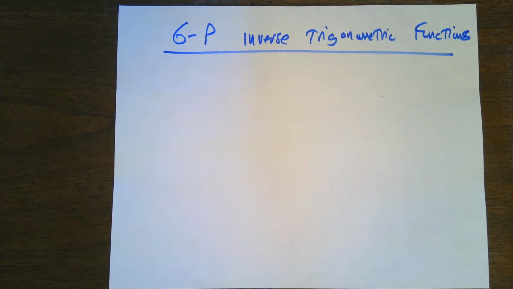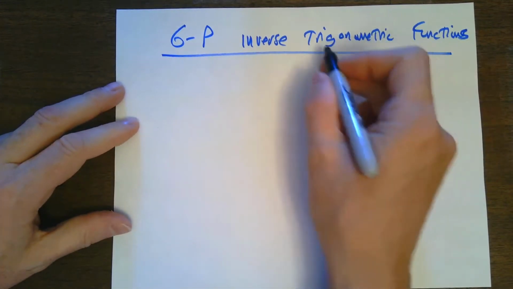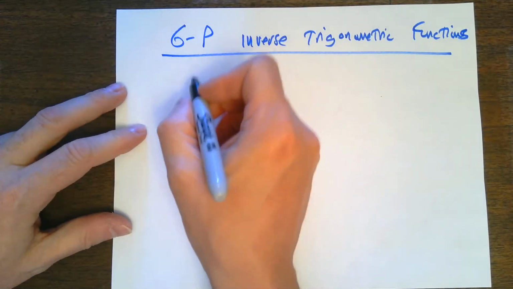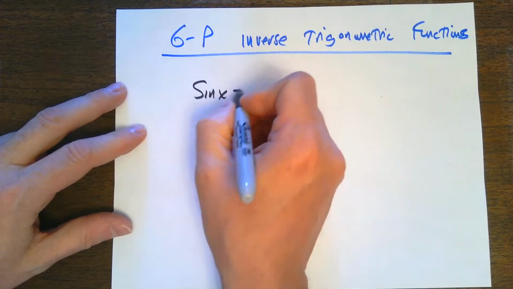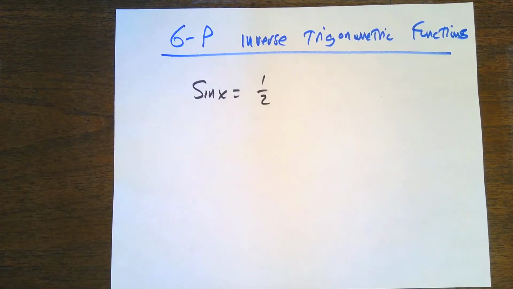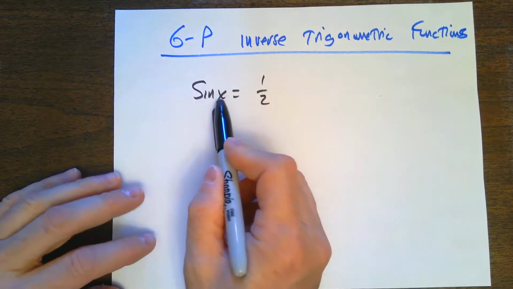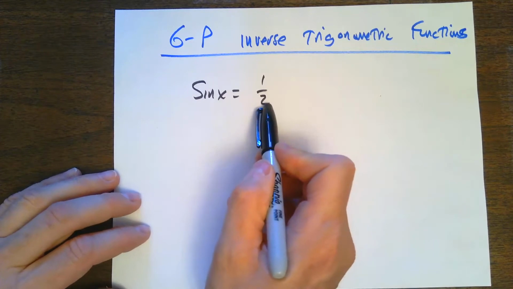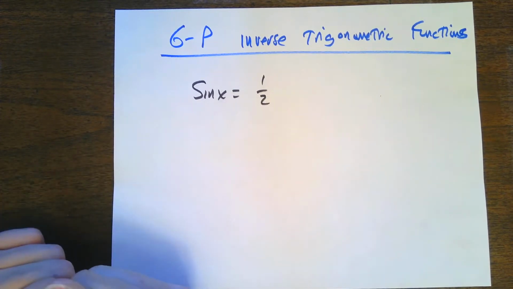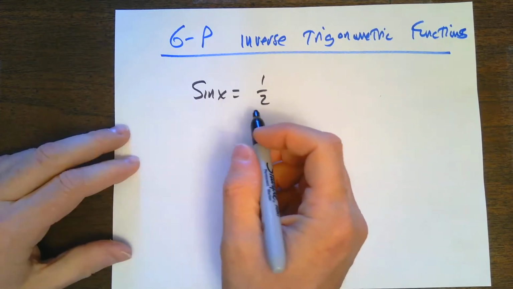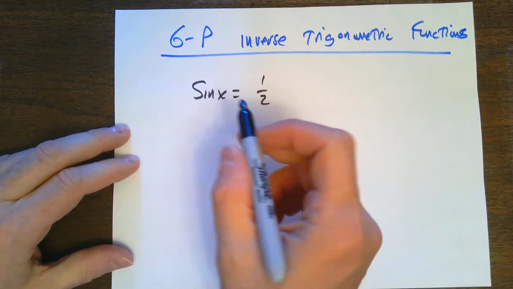Today we're going to look at inverse trigonometric functions. What is an inverse trigonometric function? Well, inverse trig functions come whenever we have something like this. Suppose I have the sine of x equals 1/2. Well, this is saying the sine of some angle is a half. Now, there's 2 ways of noting this.